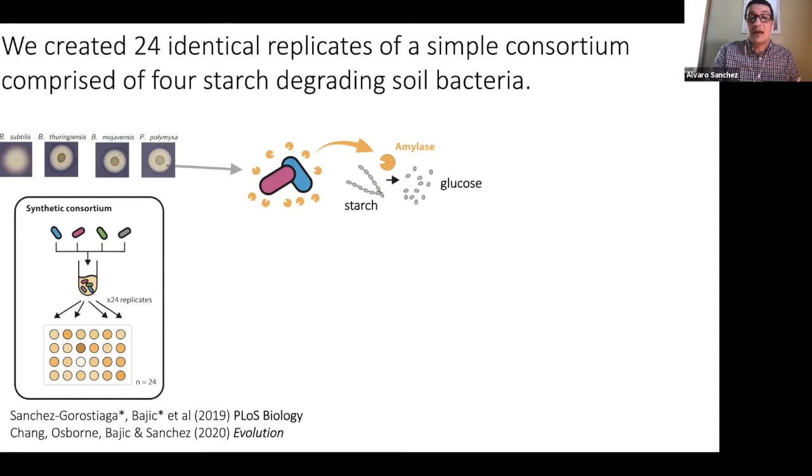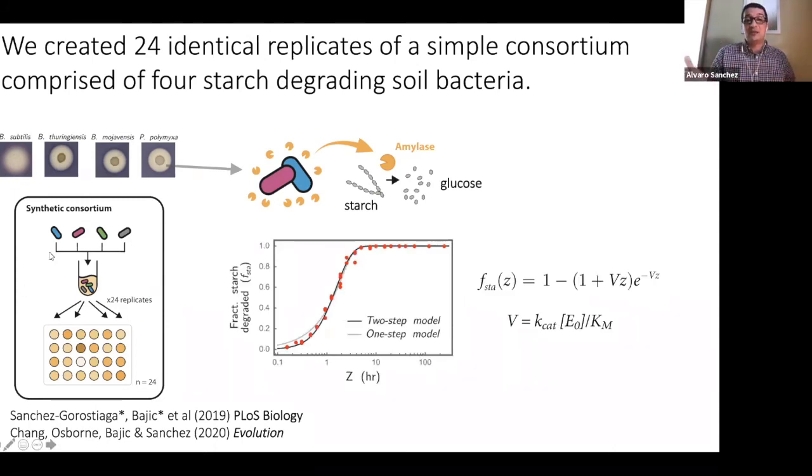And what we were doing is, at the end of every 24-hour period of growth, we would harvest the environment. These bacteria were grown in media that contained starch as the primary carbon source. To metabolize starch, these bacteria release enzymes that break it down into glucose, which they then take up, right? So the secretion of this amylase is required for the community to function, but it's also a costly trait at the individual level, right? So in this case, we were assaying the amylolytic activity, the enzymatic activity of the community, by taking the media that contain the enzymes and incubating it with starch. And then we could measure the fraction of starch that has been degraded over time.